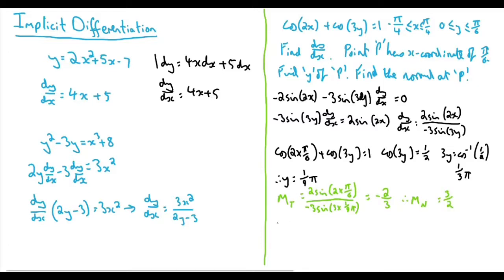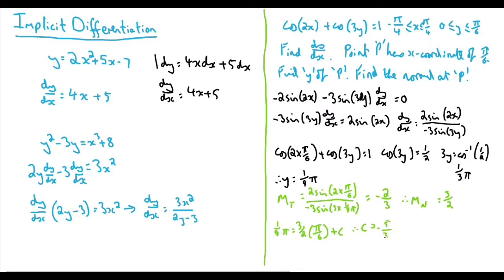Using our y coordinate and x coordinate, you've got a ninth of pi equals 3 over 2 lots of your x coordinate, which was your pi over 6, plus c. From here, therefore, you can work out that c has to be minus 5 over 36 pi. So usually at this stage we could say that y equals 3 over 2 x minus 5 over 36 pi.